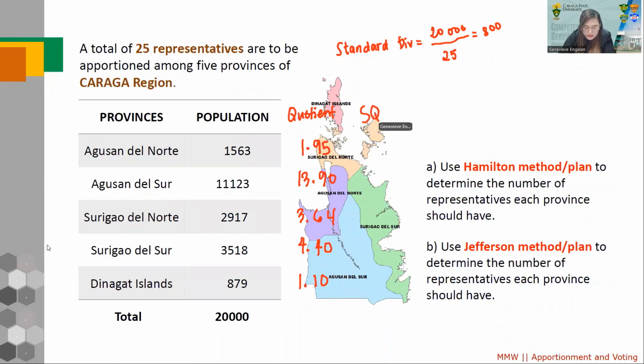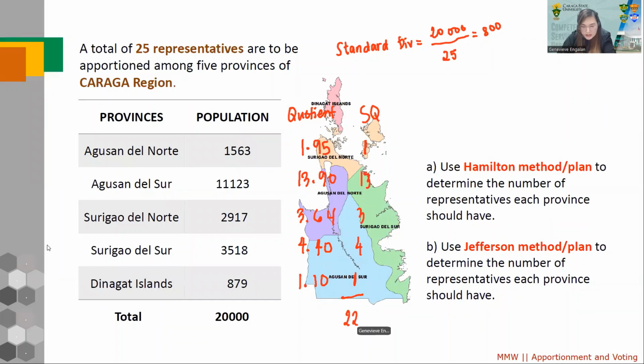standard quota, pila man for Agusan del Norte? Ang whole number part, ragid ha, di siya around 1. 1. Ang Agusan del Sur? 13. Ang Surigao del Norte? 3. Ang Surigao del Sur? 4. Ang Dinagat Islands? 1. Okay. So, ang total ani? 1 plus 13, plus 3 plus 4 plus 1 that is 22.